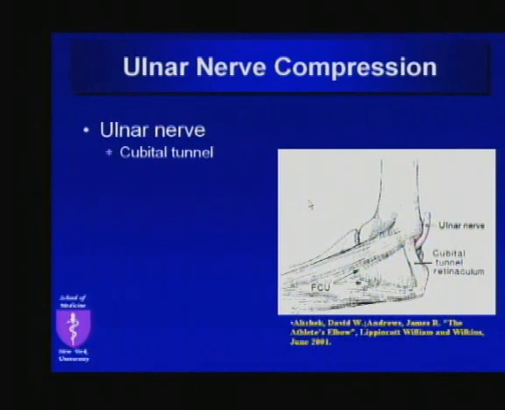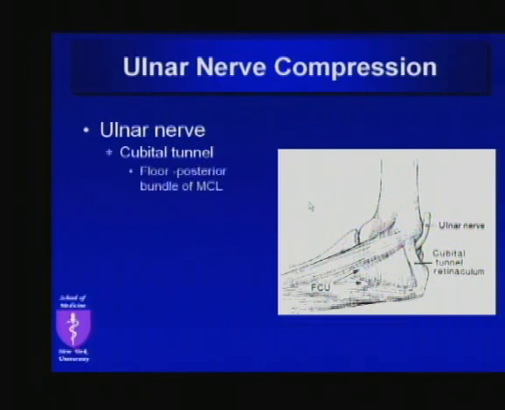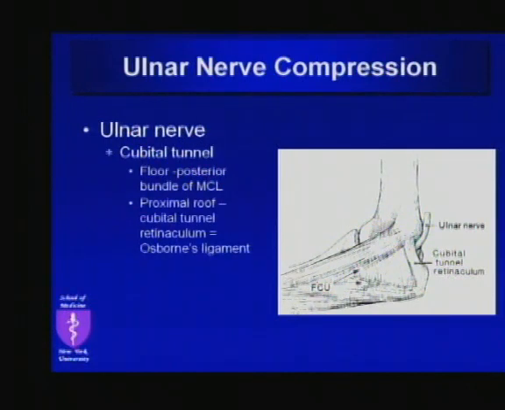And again, I like to do anatomy, so we'll do a little bit of anatomy. The cubital tunnel, the floor, as we said before, is formed by the posterior bundle of the medial collateral ligament as well as the transverse bundle as well. And there is a roof. The proximal roof is this structure here called the cubital tunnel retinaculum, also commonly called Osborne's ligament. And the distal roof here is the flexor carpi ulnaris aponeurosis, sometimes called the arcuate ligament.